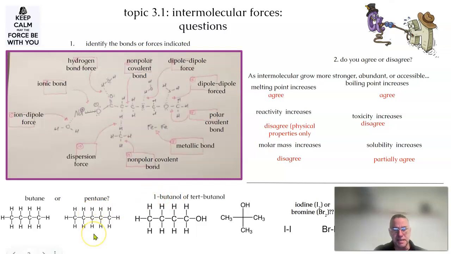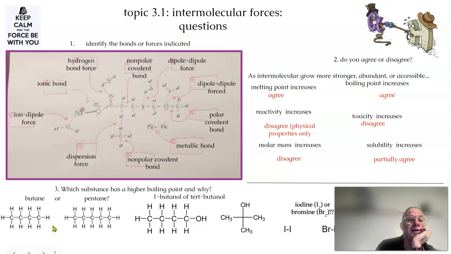Finally, let's pick the substances that have the higher melting points and boiling points. Butane versus pentane. Have a look down here. Which one would have the higher boiling point and why? Okay, I hope you gave it a shot. If you said that pentane has the higher boiling point, congratulations, I agree. I hope if you needed to explain it, you would say both are only capable of dispersion forces, but the pentane molecule has more per molecule, therefore it would be overall a stronger intermolecular force.